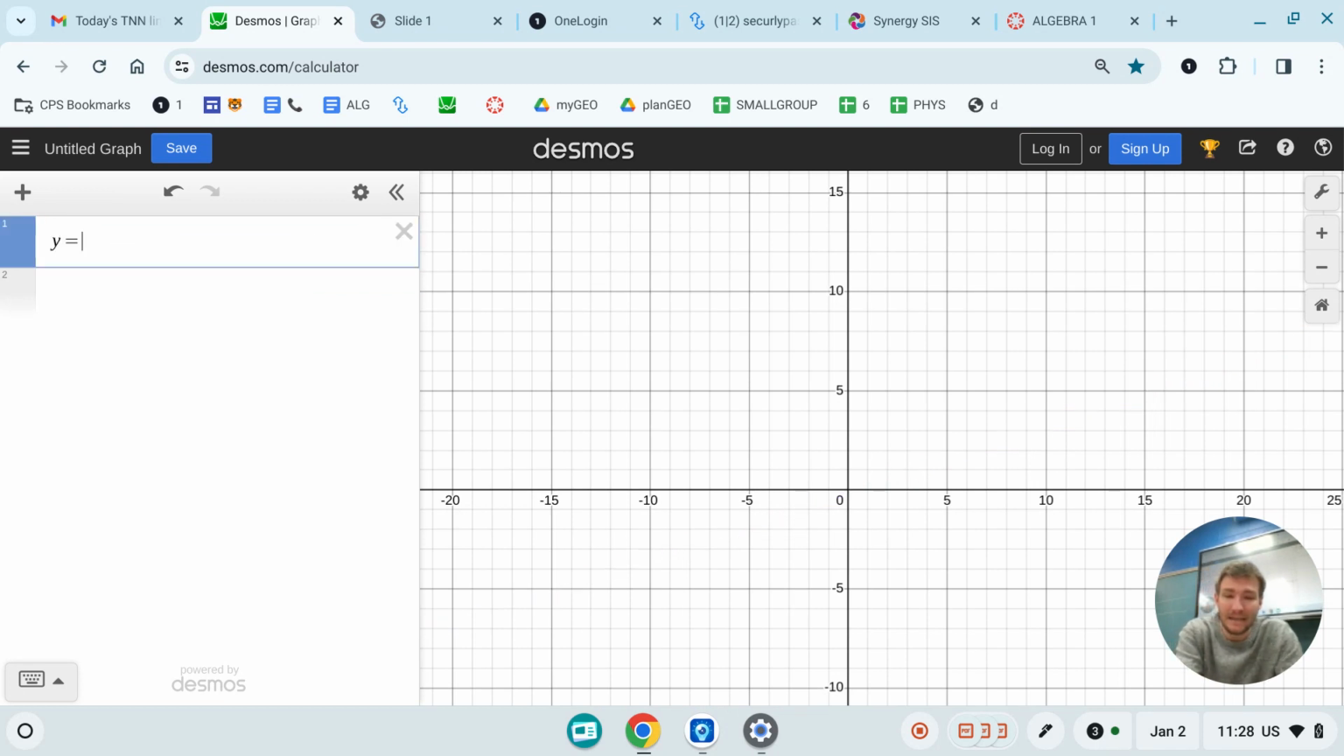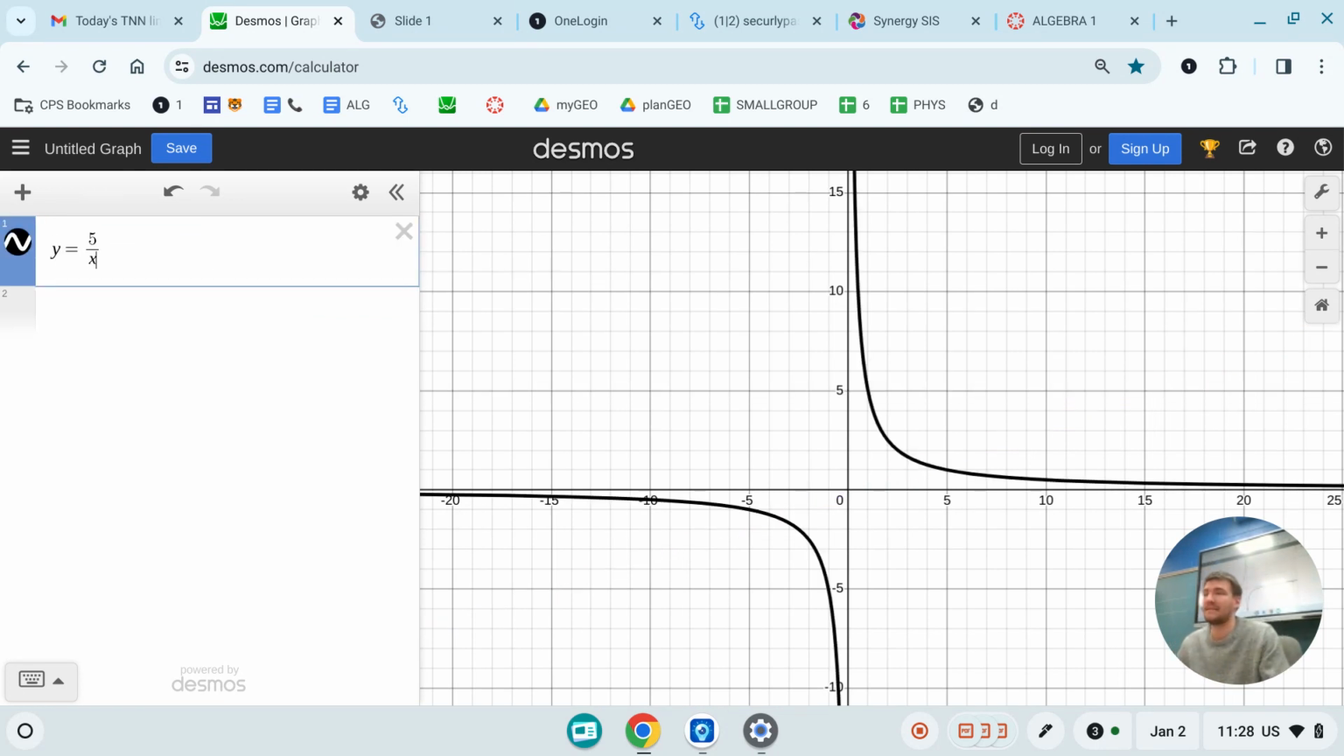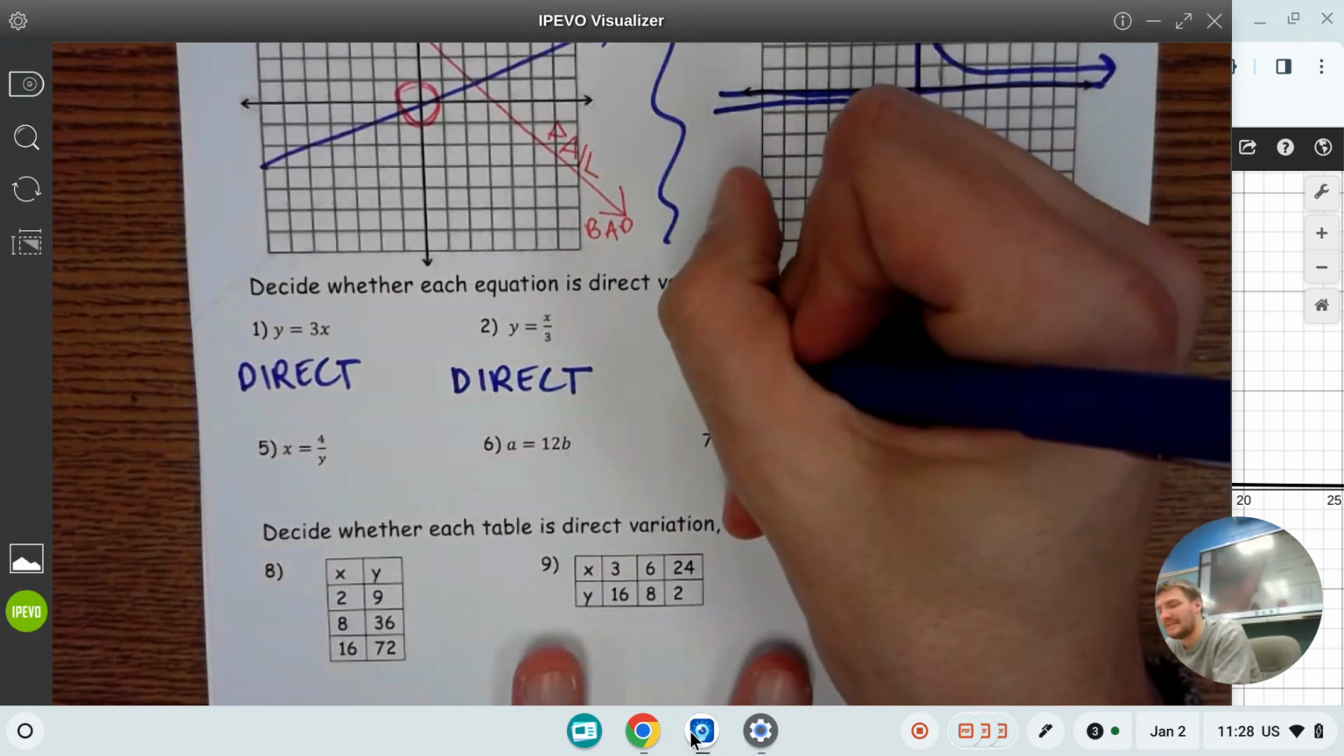Now, number 3, which is y equals 5 divided by x. Does that look like a nice, boring, direct graph? Or is this a crazy boomerang, snowy window type thing? This is an inverse graph.